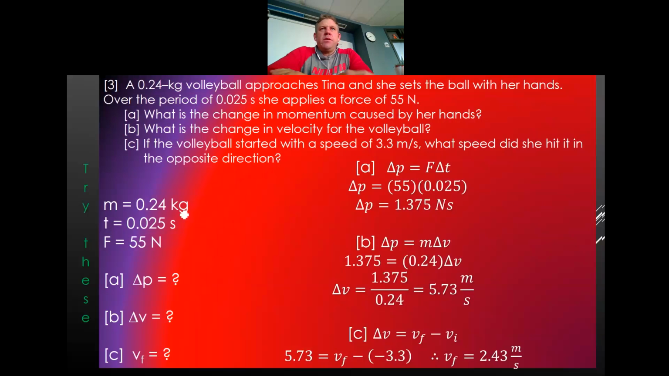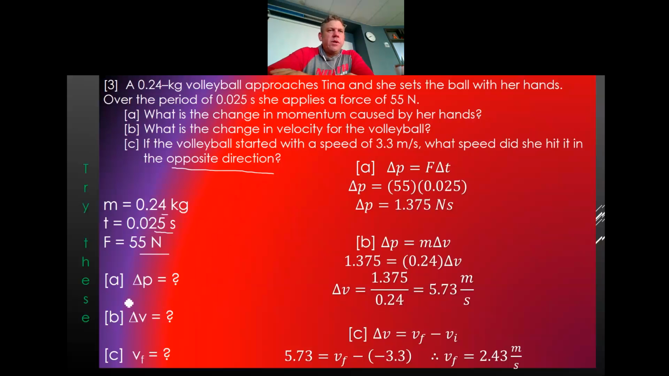A 0.24 kilogram volleyball approaches Tina, and she sets it. Over the period of 0.025 seconds, she applies a force of 55 newtons. What is the change in momentum caused by our hands? What is the change in velocity for the volleyball? And then part C, this one's tough. If the volleyball started with a speed of 3.3, what speed did she hit it at in the opposite direction? Okay. So we've got a mass of 0.24. We've got a time of contact of 0.025, and we've got a force.